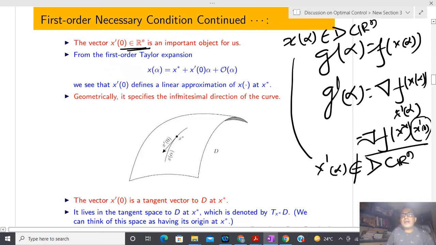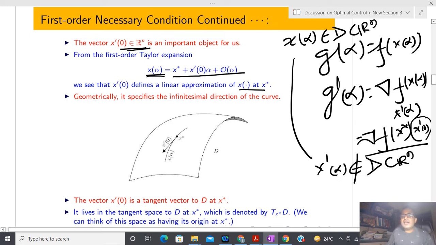Now what I am going to do is take the Taylor series expansion of that curve, x alpha. In the previous slide I have already assumed that x alpha is at least one time continuously differentiable, and due to that I am able to write it like this. So x dash 0 is just a linear approximation of x at x star.